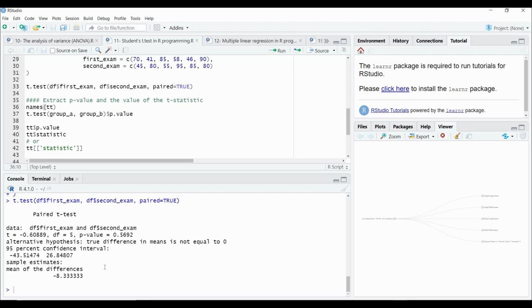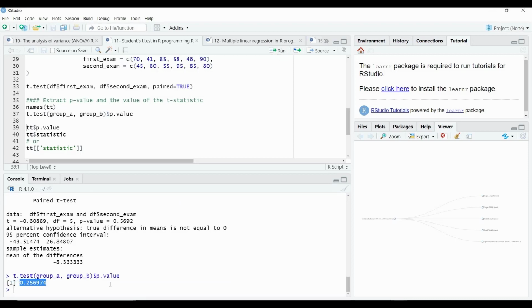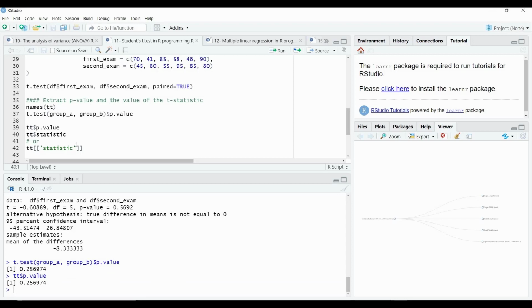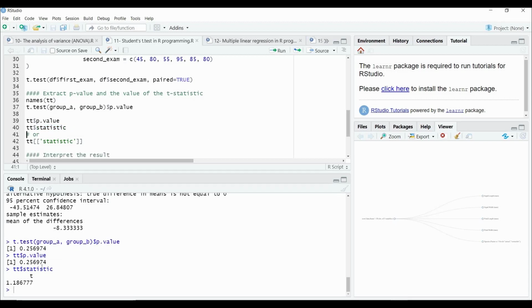Instead of displaying all outputs, we can extract only the p-value. We can say t.test of group A and group B, then the $ sign and p.value. That's the p-value to display the significance of the t-test. Or we can extract it by using the $ sign, then p.value after the name of the output. For the t-value, we can use statistic after the $ sign. That's our t-value.